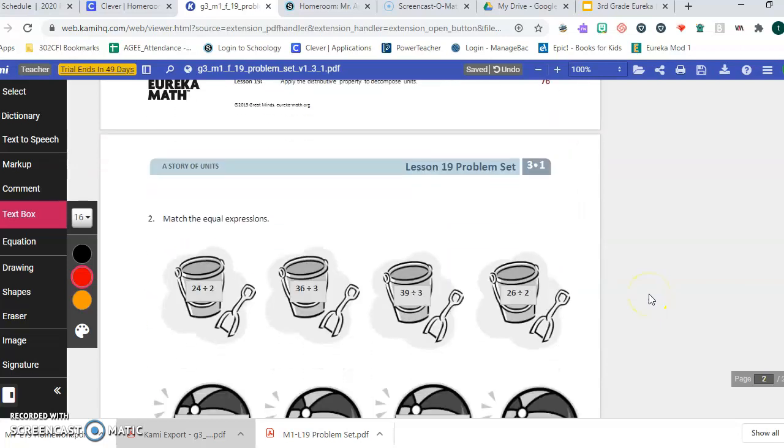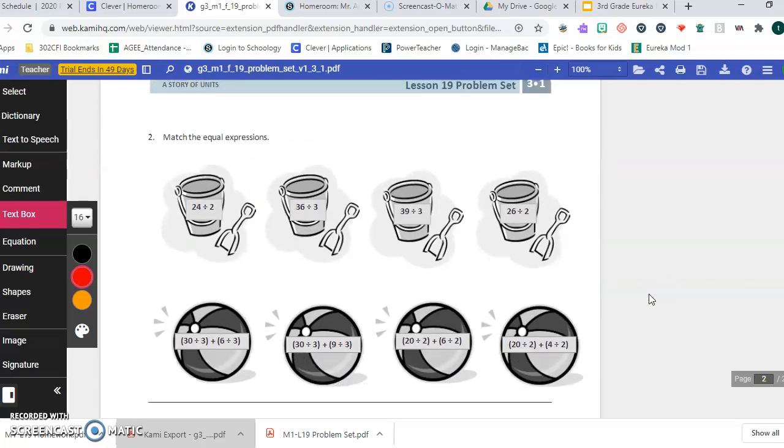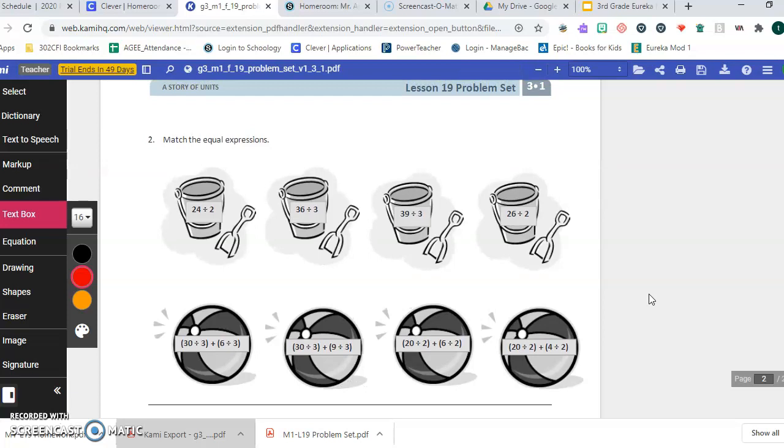And as we go through this, we're looking at different ways of distributing, or the distributive property for division. So here we've got the bigger problems. It says match the equal expressions. So I'm going to take the buckets and match them with the equal expression that is down on the beach ball. So the idea is if it's divided by 2, that's not going to change.